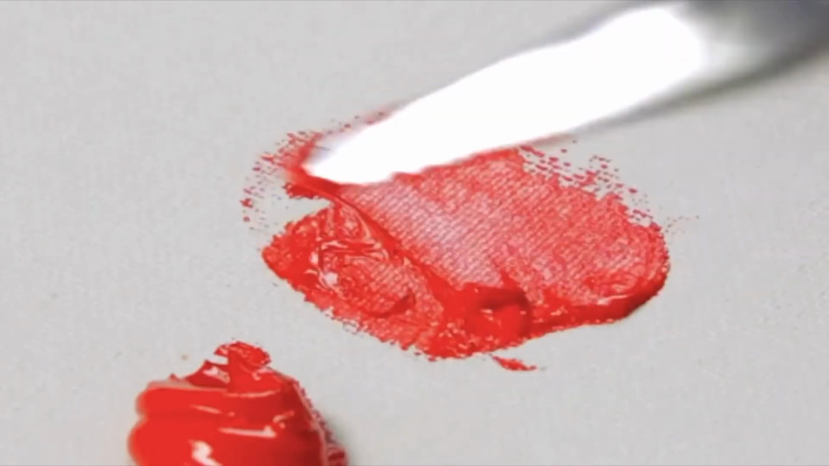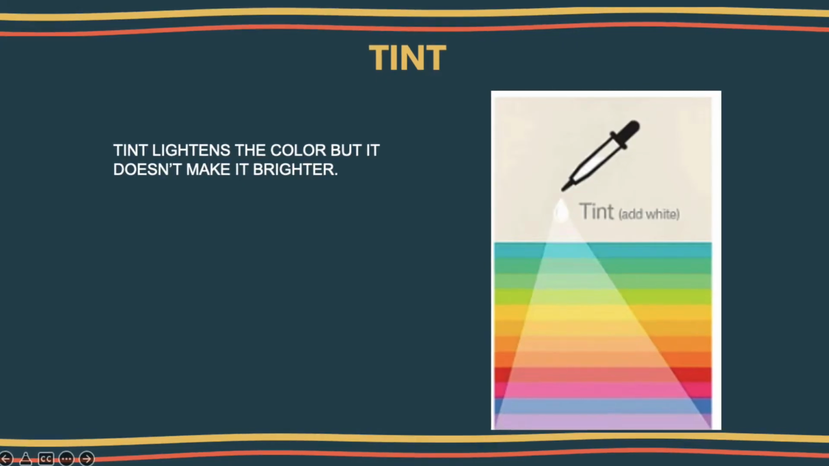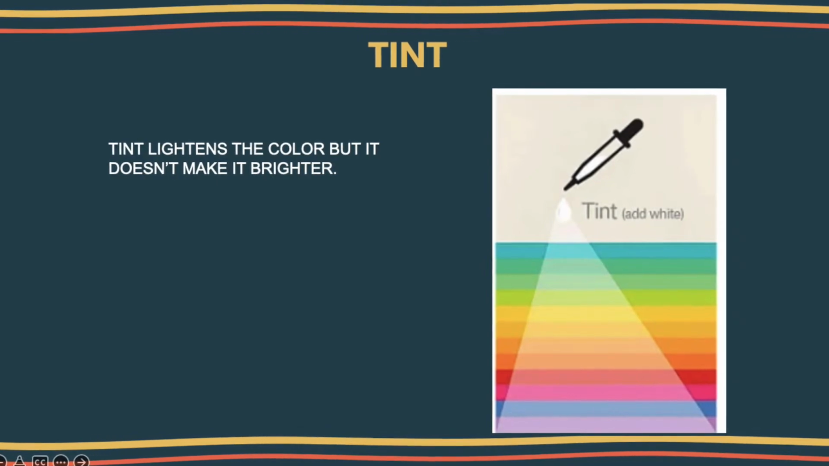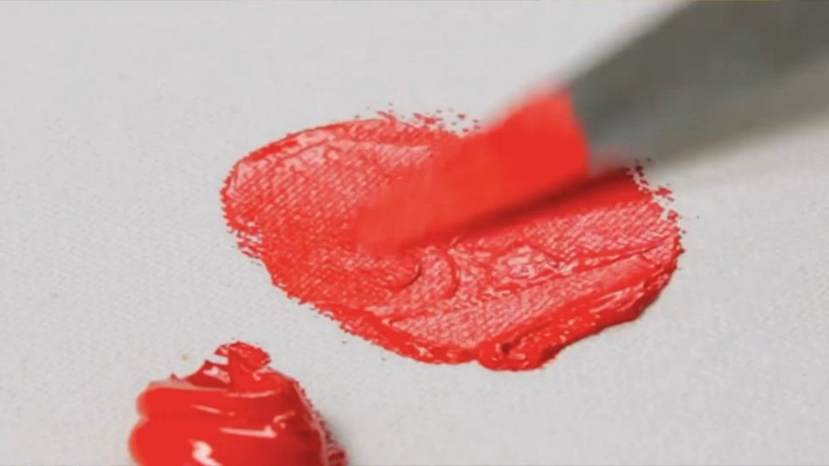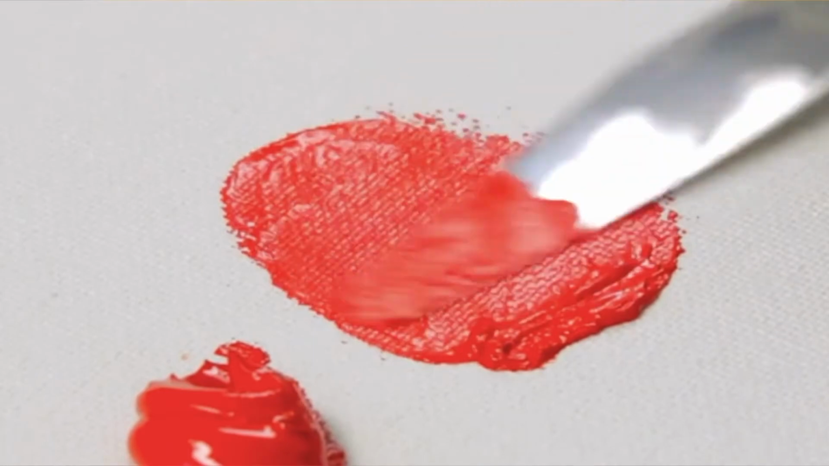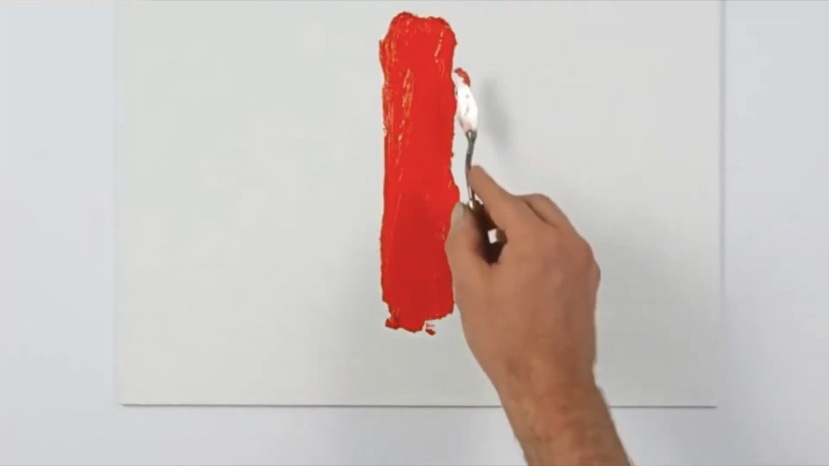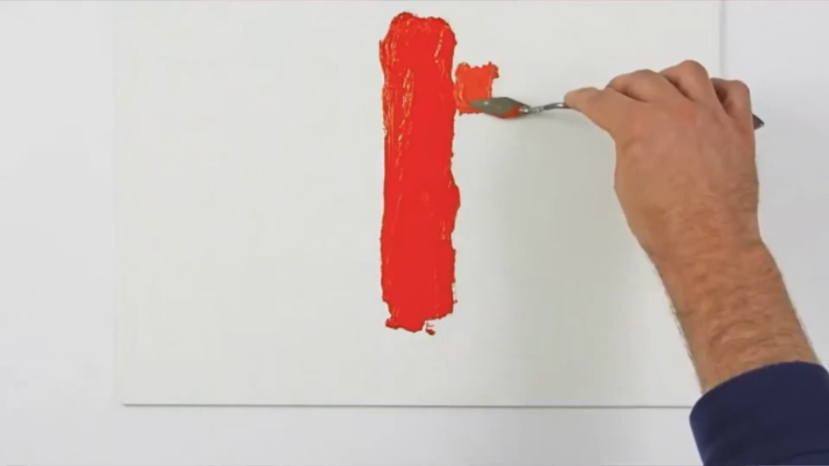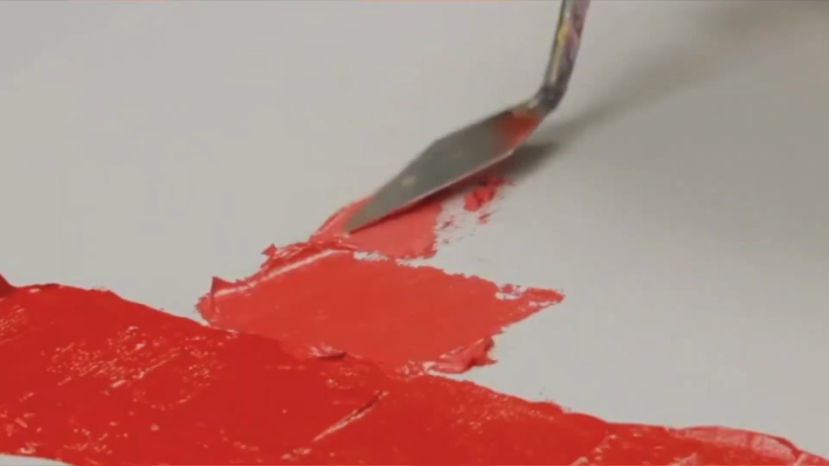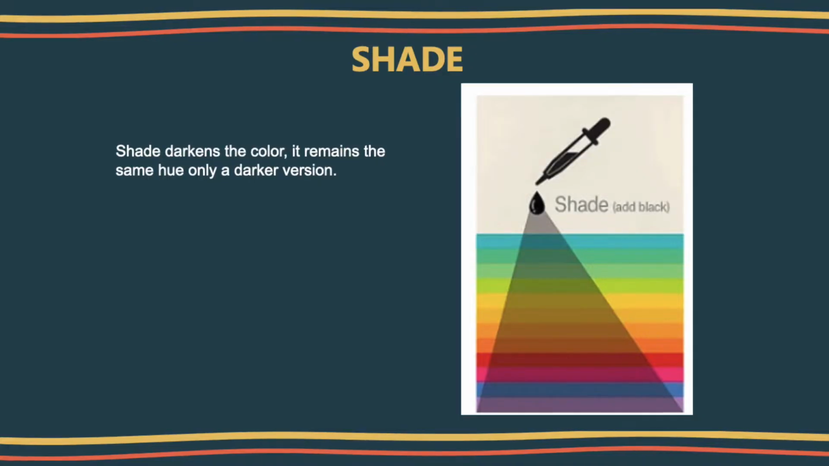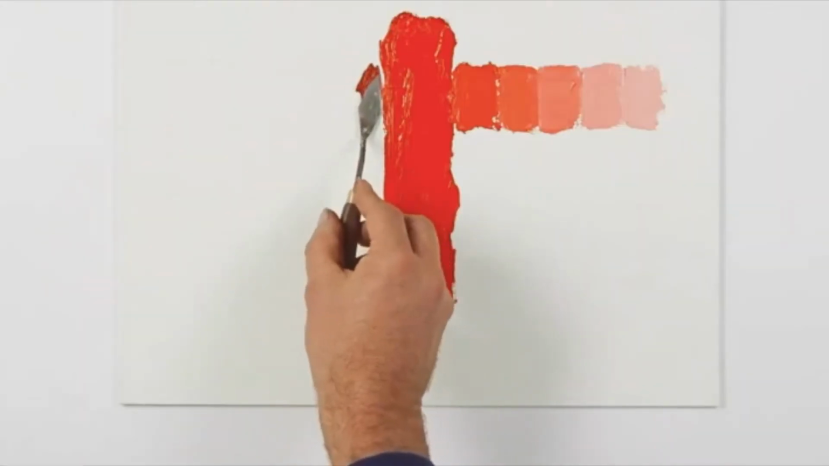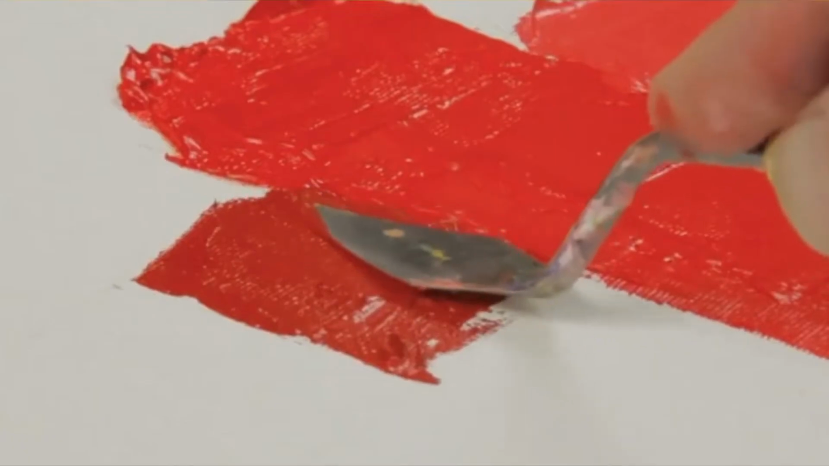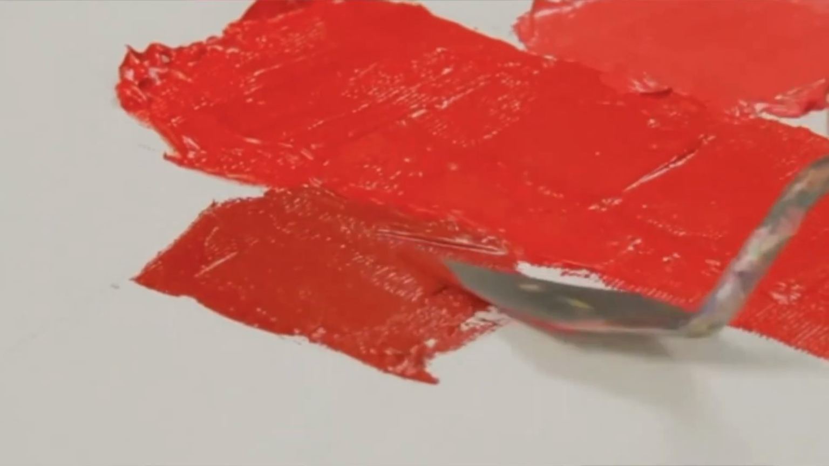So let's first differentiate tint and shade. When we say tint, this is where we add the color white to create a lighter version of the color. A great example of a tint is pink. So pink is a tint created by adding white to red. When we say shade, this is where you add black to a color to darken it down.